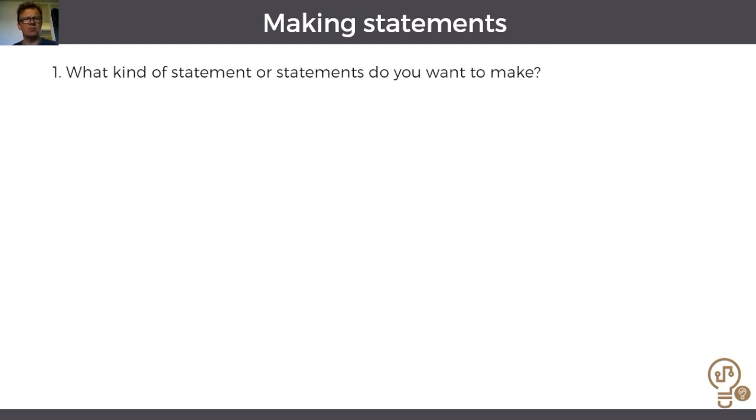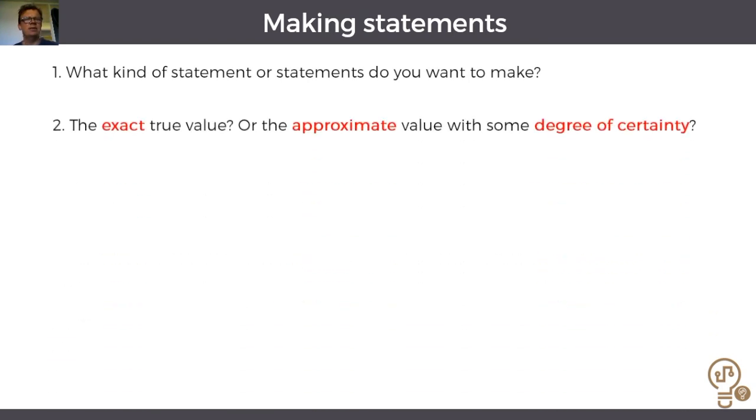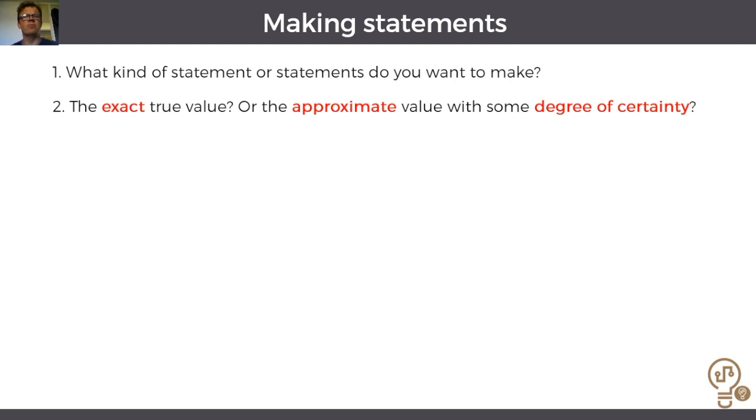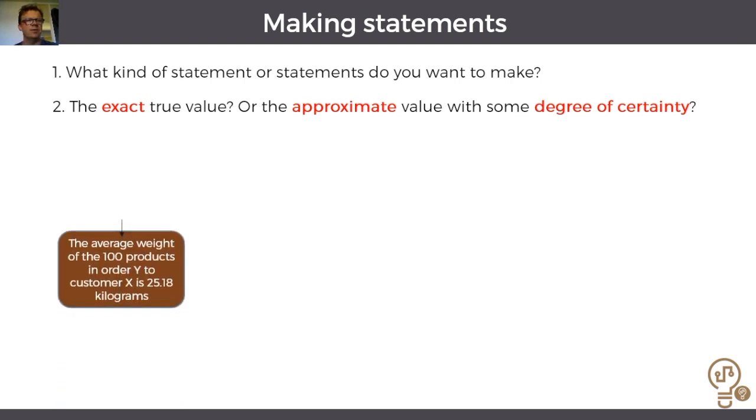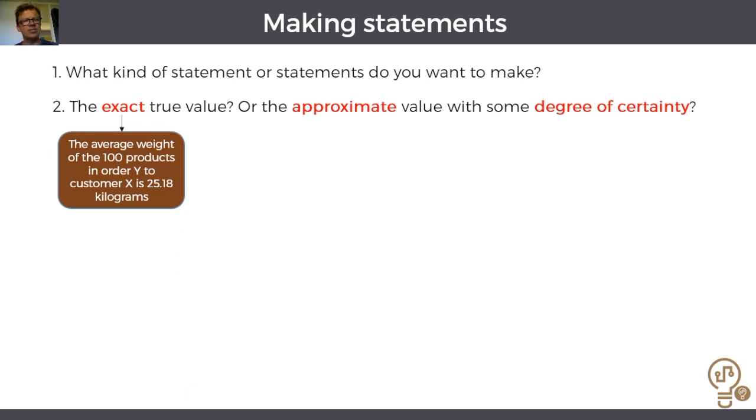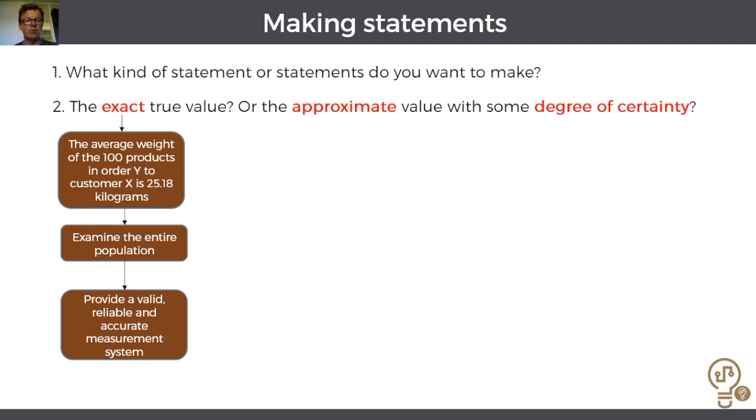What statement or statements do you want to make? And do you need to know the exact true value or the approximate value with some degree of certainty? The exact true value, that's a statement like the average weight of the 100 products is 25.18 kilograms. And if you want to make a statement about the exact true value, you need to research the entire population. And make sure you're working with a valid, reliable and accurate measurement system, otherwise you will still be missing the exact true value.